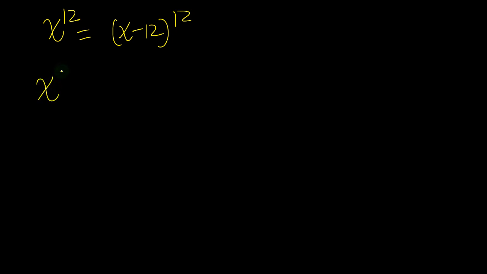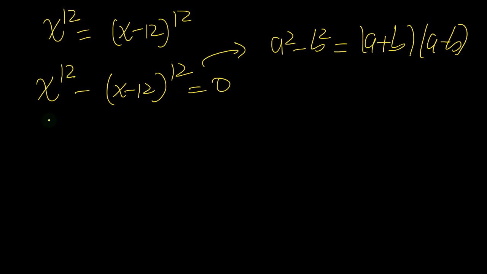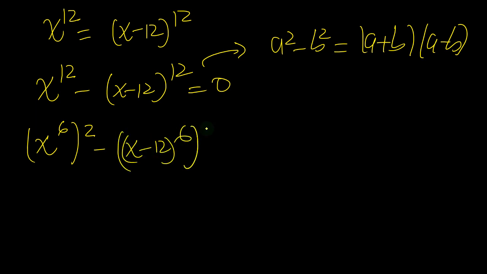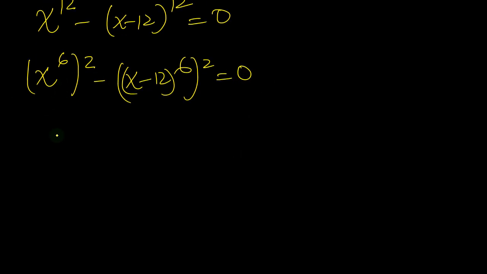So I have x to the 12 here. I'm going to write it as x to the 12 minus (x minus 12) to the power of 12, and this is equal to 0. From here, I'm going to apply the identity a squared minus b squared, which is (a plus b) multiplied by (a minus b). I can write this as (x to the 6) squared minus ((x minus 12) to the 6) squared, equal to 0. Just some basic simplification for those who don't understand much.